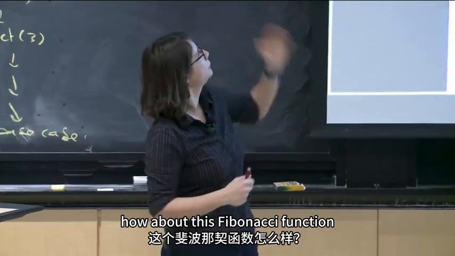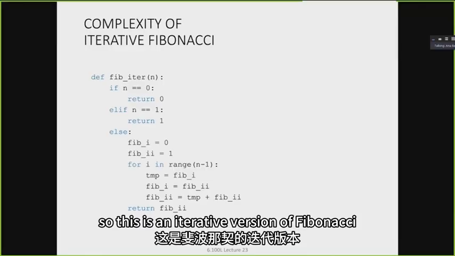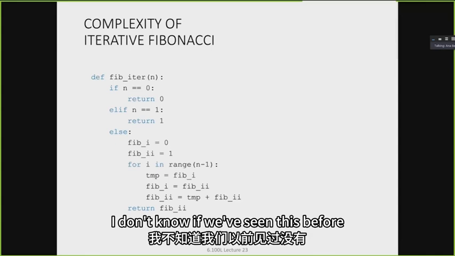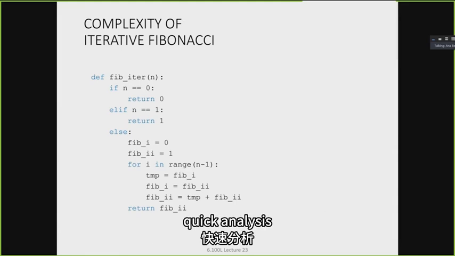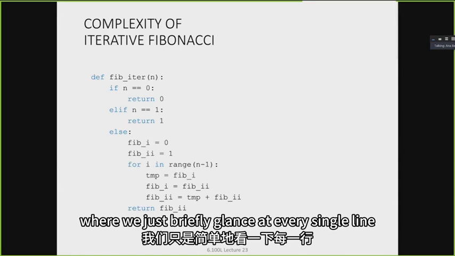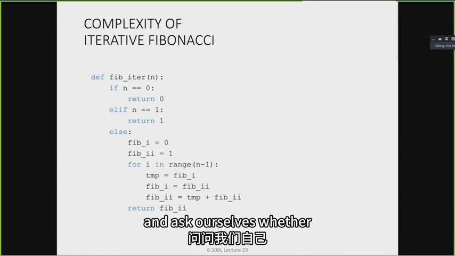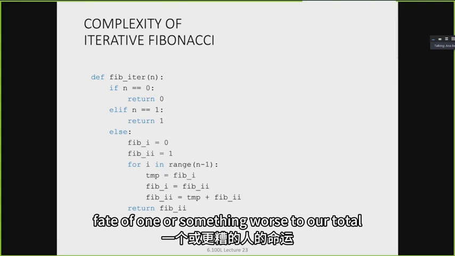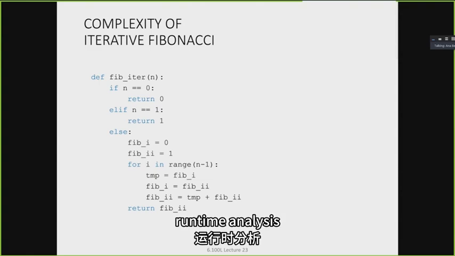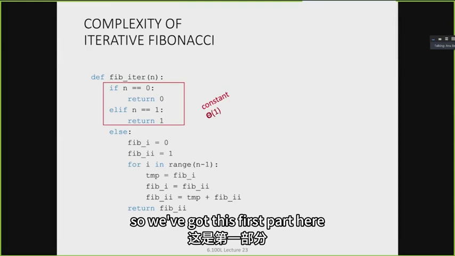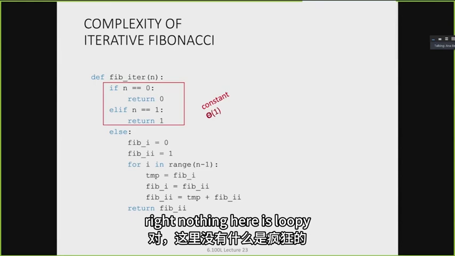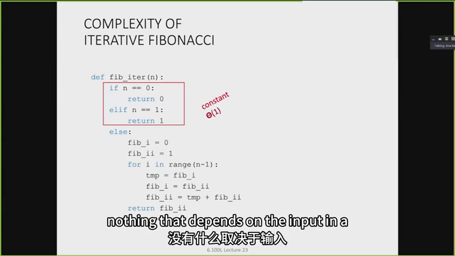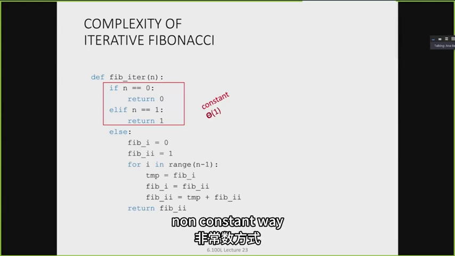Okay, how about this Fibonacci function? So this is an iterative version of Fibonacci. I don't know if we've seen this before. Again, we could do a rough, quick analysis where we just briefly glance at every single line and ask ourselves whether it's contributing theta of 1 or something worse to our total runtime analysis. So we've got this first part here, which is just constant. It's theta of 1, right? Nothing here is loopy. There's no recursion going on, nothing that depends on the input in a non-constant way.